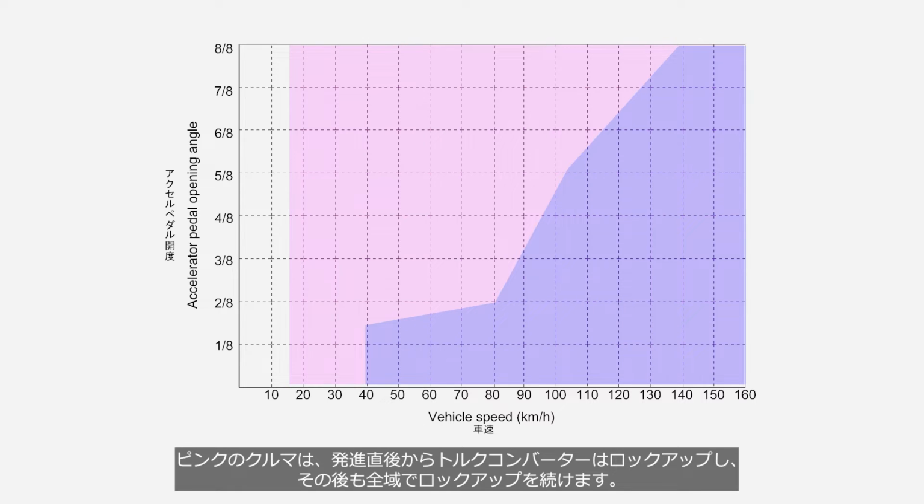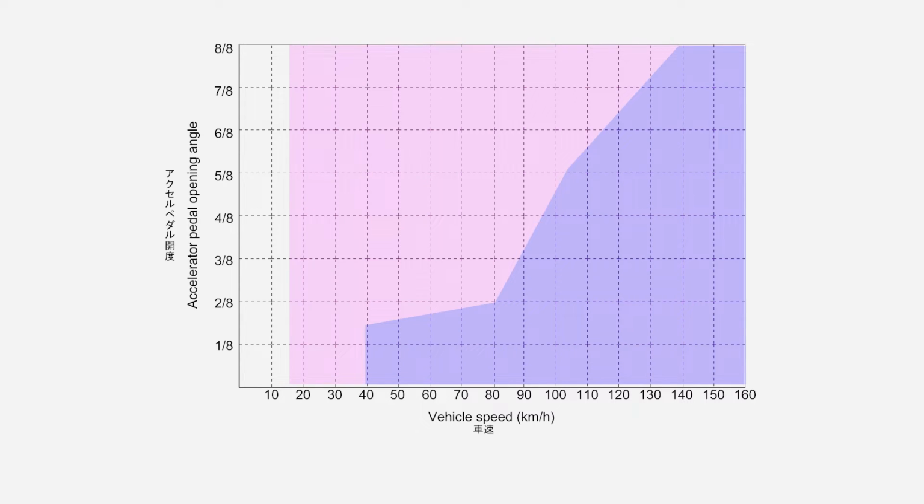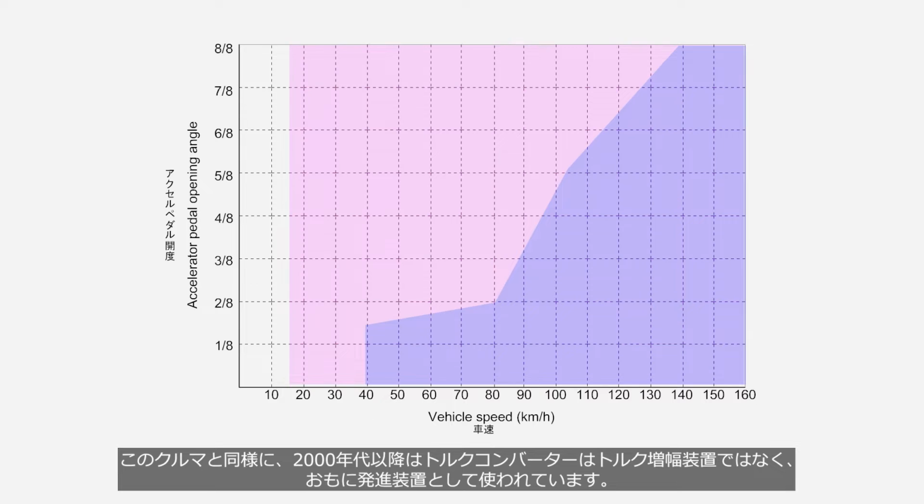The car with the pink range locks up the torque converter at the moment it launches, and maintains lockup during all driving conditions. Similarly to this car, since the 2000s, torque converters have been primarily used as a launch device rather than a torque amplification device.